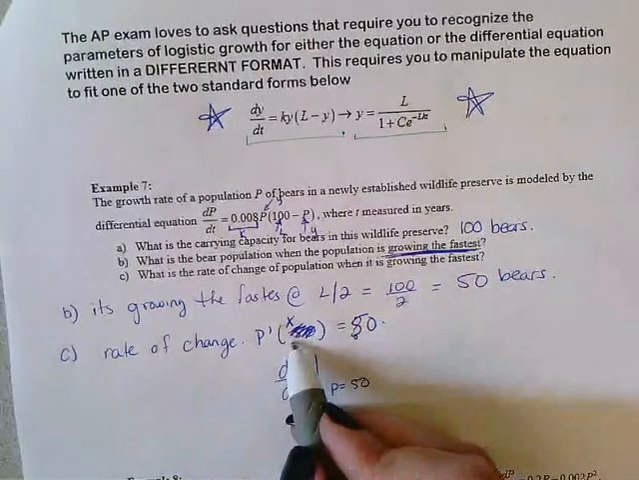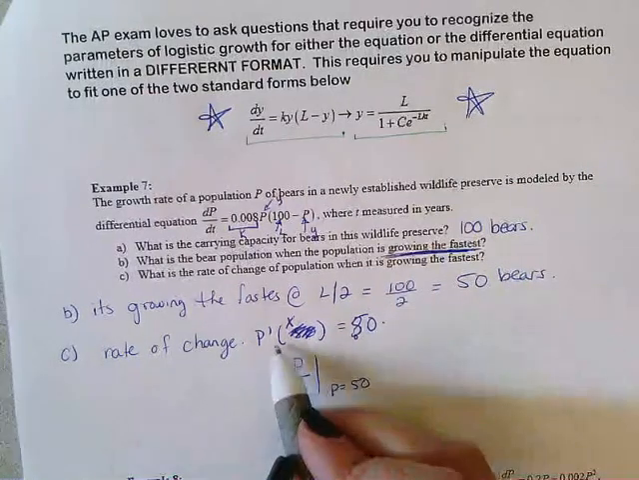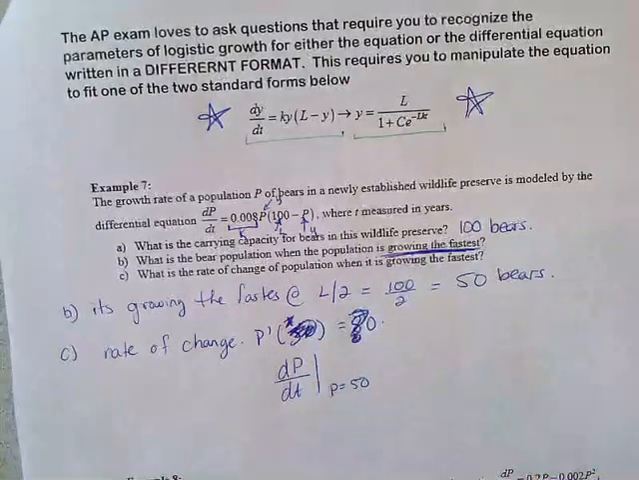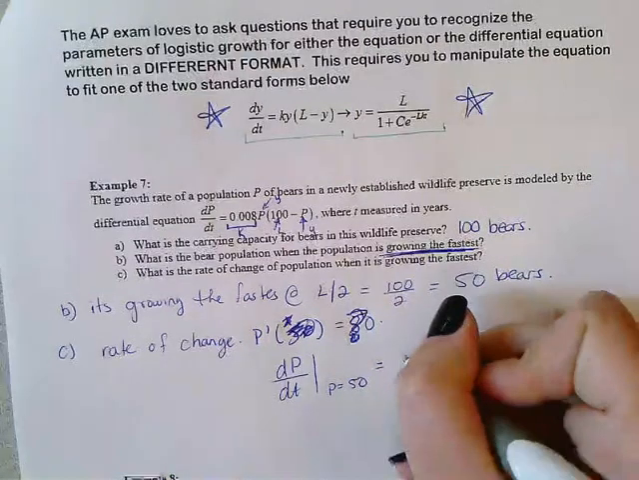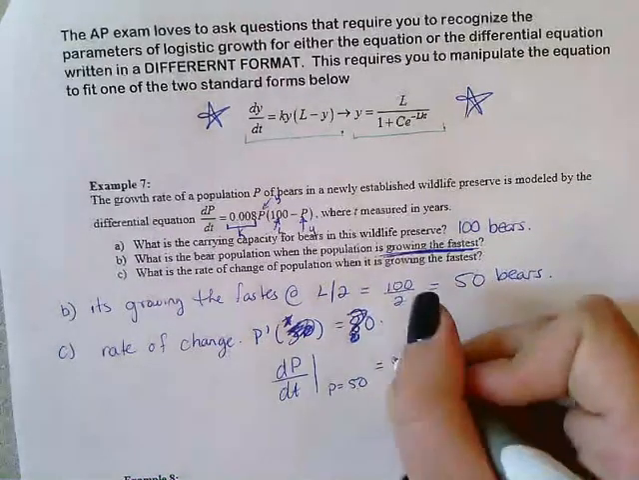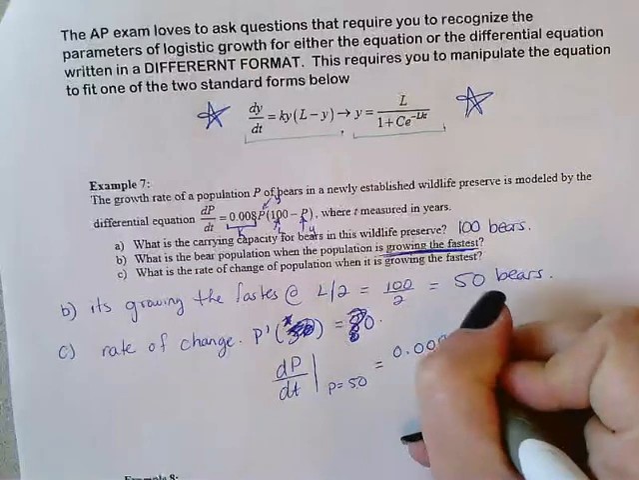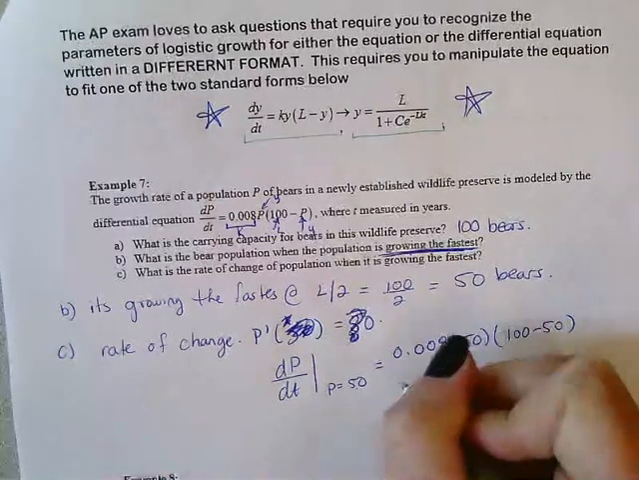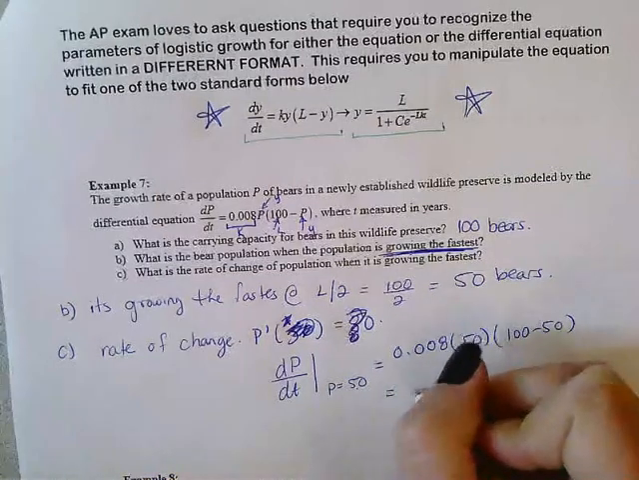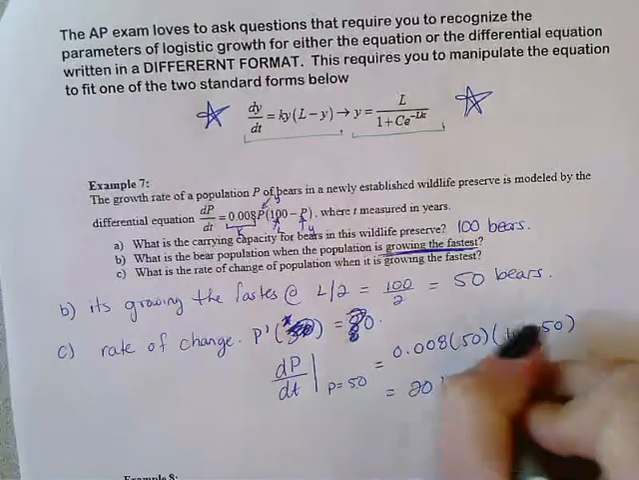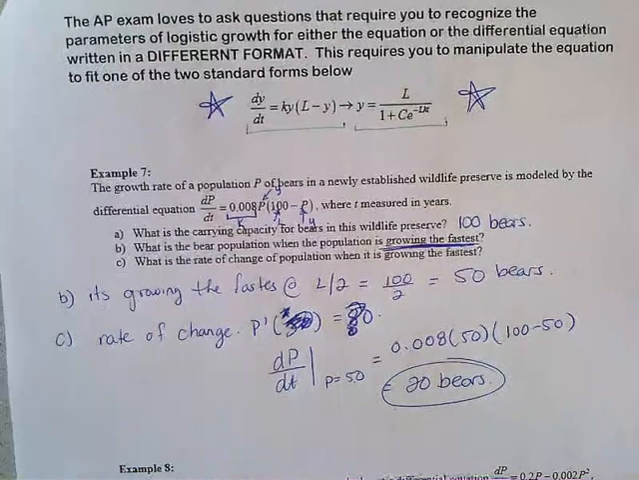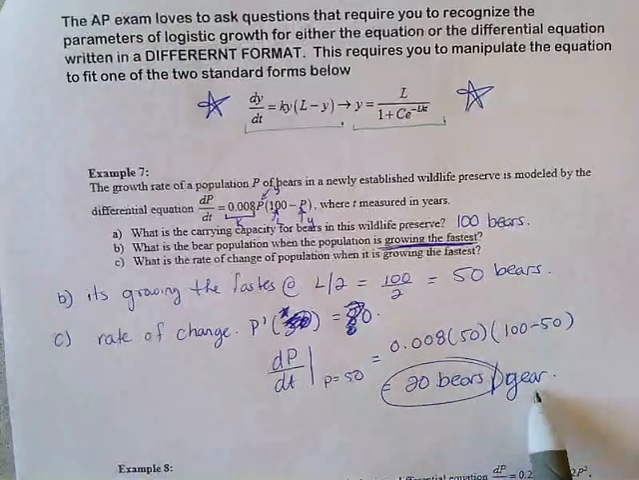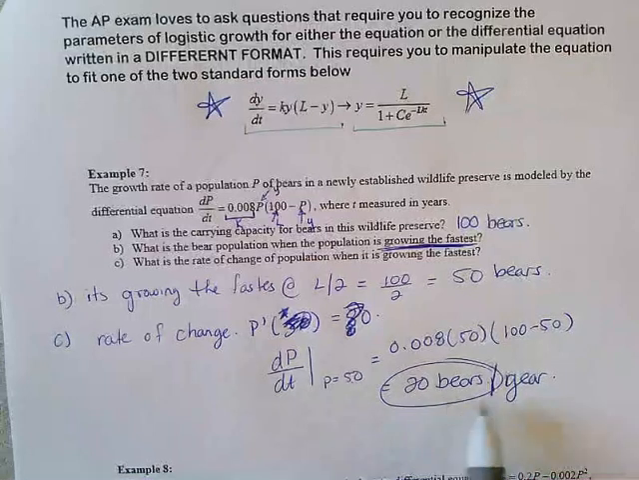What is the rate of change of the population when it's growing the fastest? So P prime of 50 is what? All we have to do is plug 50 into the derivative equation. So it's 0.008 times 50 times (100 minus 50). Do the math, and you end up with 20 bears per year, because it is the rate of change.